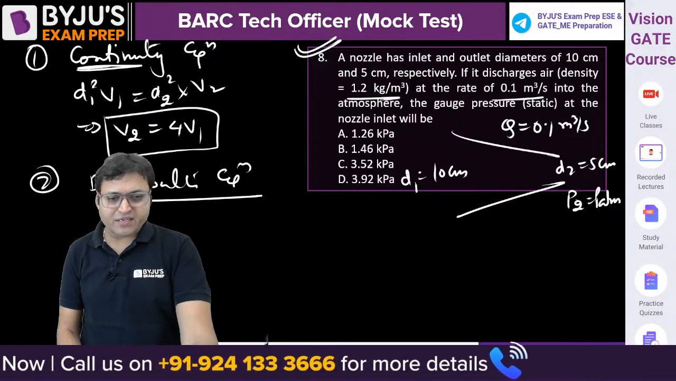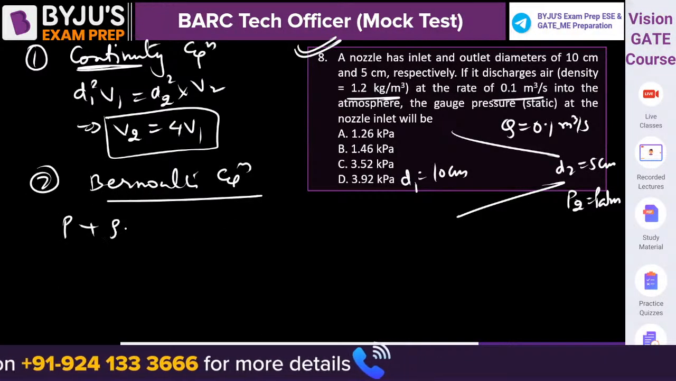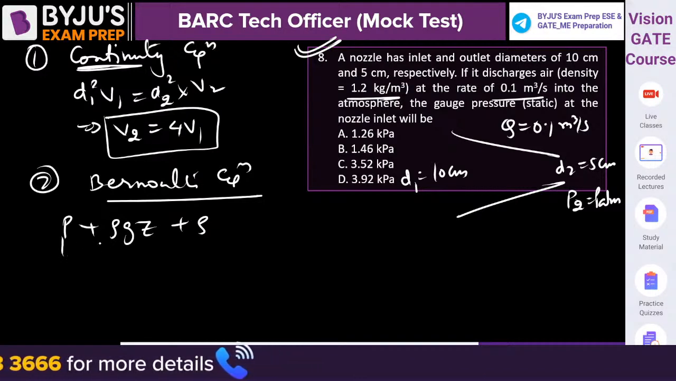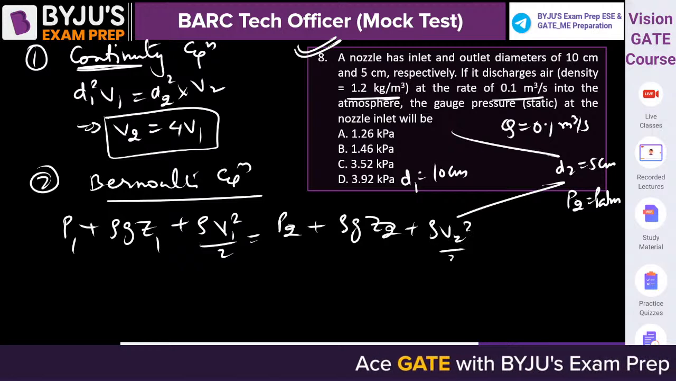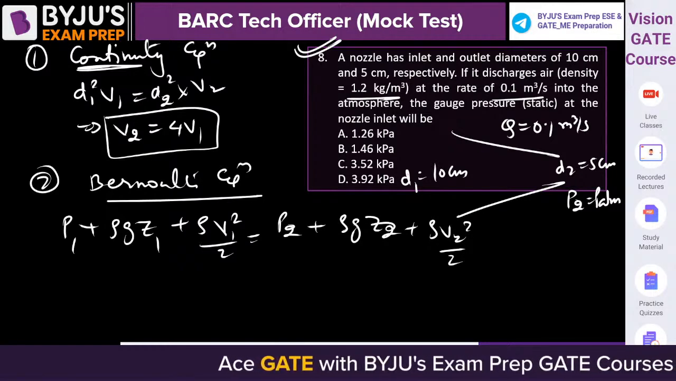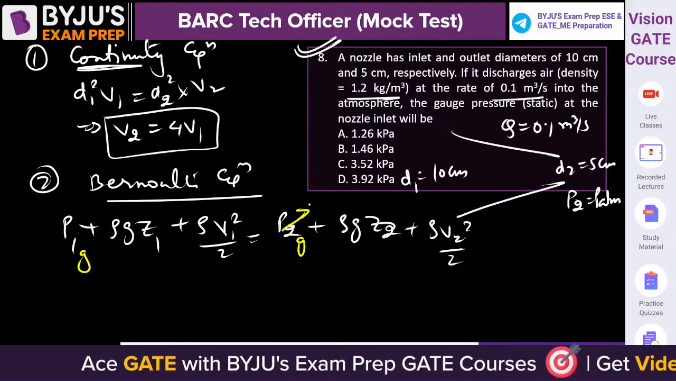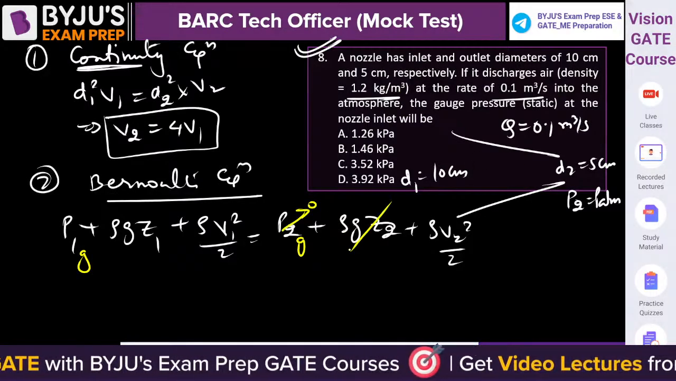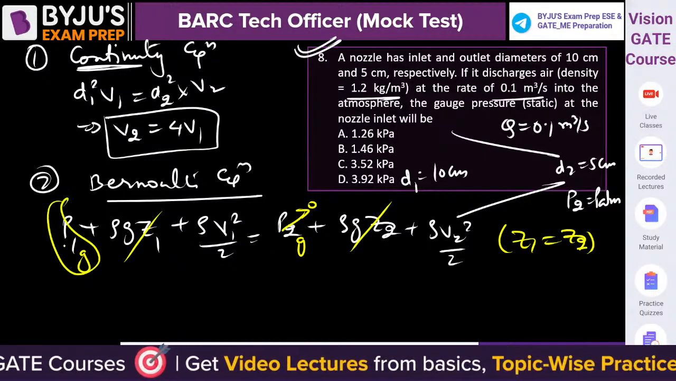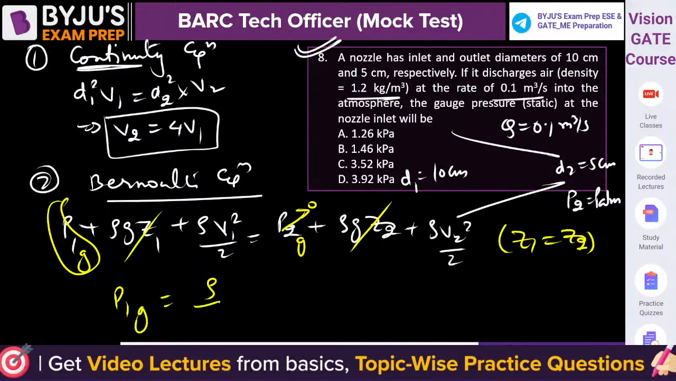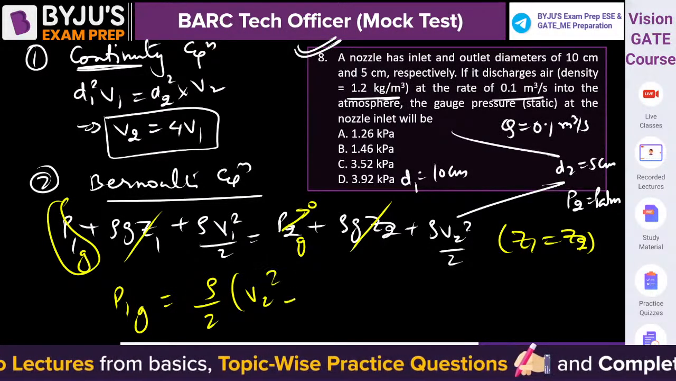Then apply the Bernoulli equation. In terms of pressure, we can write P1 plus rho g Z1 plus rho V1 square by 2 is equal to P2 plus rho g Z2 plus rho V2 square by 2. If we want gauge pressures, so P2 gauge will be 0. The nozzle is horizontal, so Z1 is equal to Z2. So the question is to find out P1 gauge. So P1 gauge is equal to rho by 2 into V2 square minus V1 square.